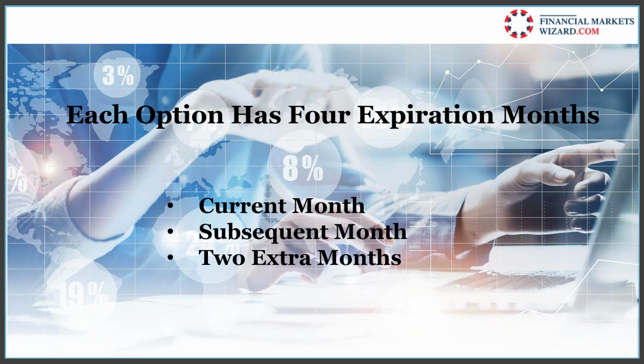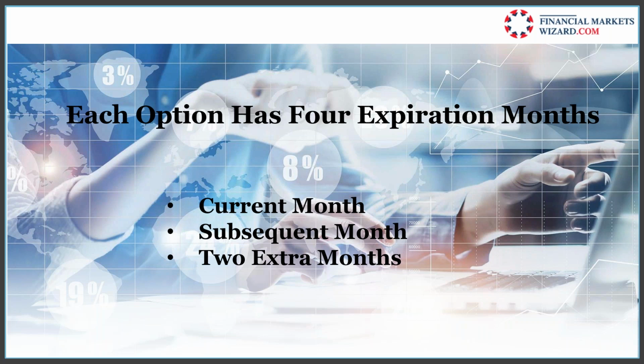So what are those 4 expiration months? The current month, which is May now. On Monday, you will see May as the current month, and then the subsequent month you will see as June. So all options have these 2 months, the current month and the subsequent month. Till yesterday, the current months were April and May. So now suddenly things change. On Monday, you will see the current month as May and the subsequent month as June.